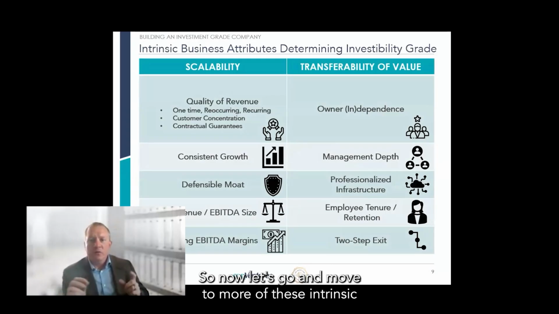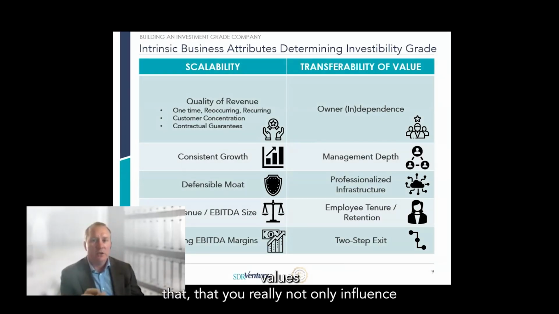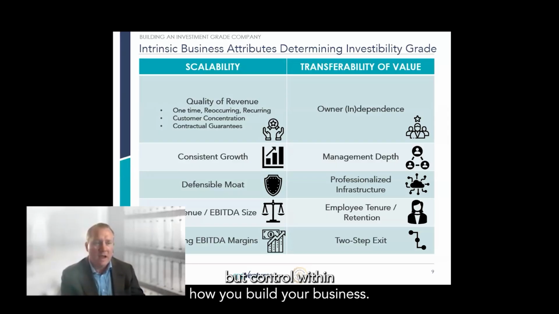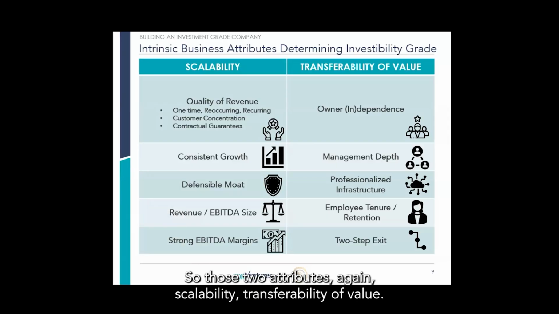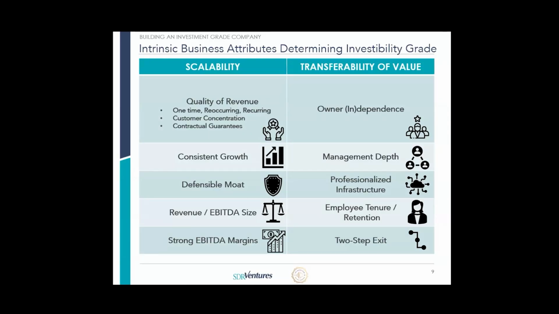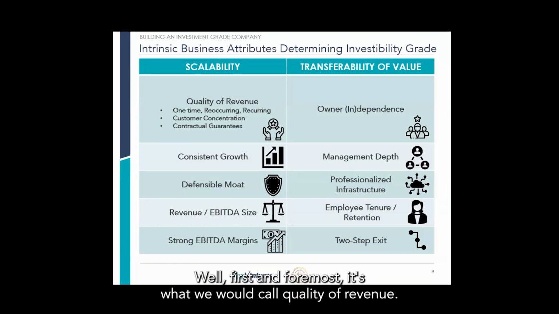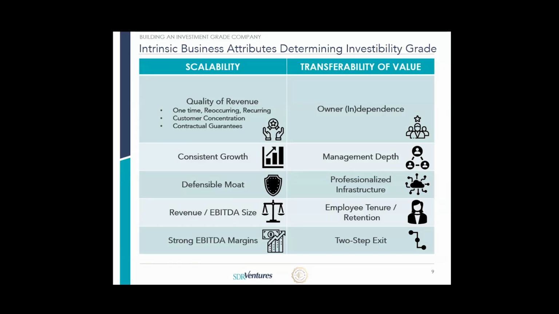So now let's move to more of these intrinsic values that you not only influence, but control within how you build your business. Those two attributes, again, are scalability and transferability of value. What is scalability? What makes a business scalable? Well, first and foremost, it's what we would call quality of revenue. It's how repeatable that revenue is.